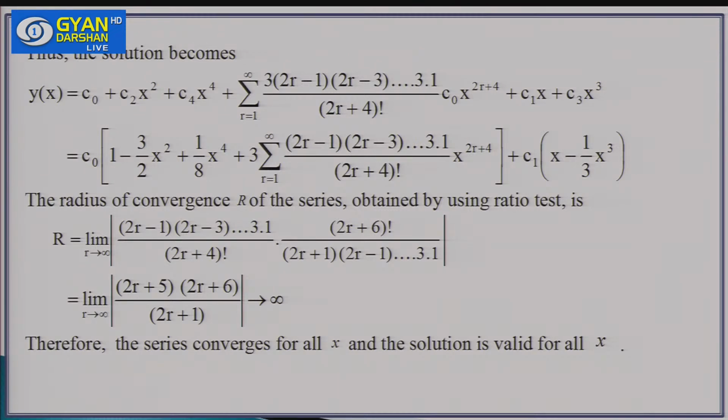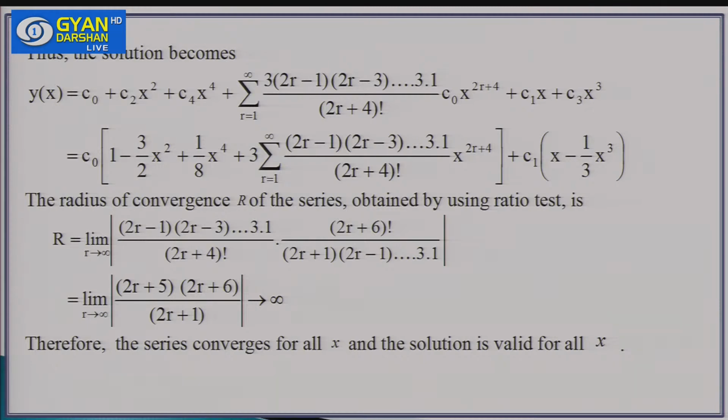So whenever we find a solution about an ordinary point, you will always get two independent solutions, and you will always get some non-zero c0 and c1. That means there will be only two constants, and all the other constants can be written in terms of either c0 or c1. This is the general format.